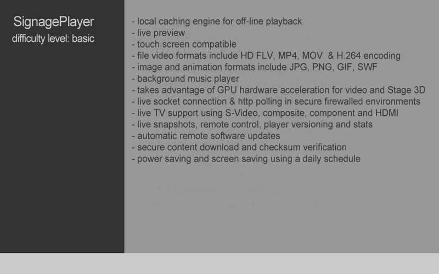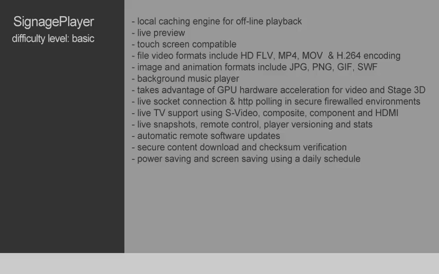The SignagePlayer uses a local caching engine for offline playback. This means that if you lose internet connectivity at the location, the SignagePlayer will continue to run as is, so there's not going to be any interruption to your audience. It also has live preview. This means that the SignagePlayer is also embedded inside the Signage Studio, so you can do a live preview and see what you've built before actually pushing it to your remote locations.